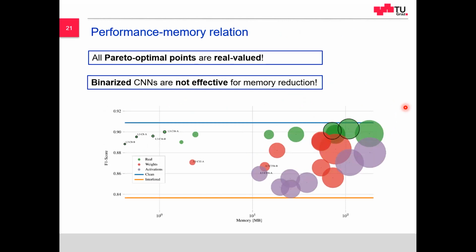We conclude that binarized CNNs are not effective for memory reduction in our case. But please note, and we've already heard this, this is not the case for other tasks, such as classification tasks. And it also really depends on the model, because larger, highly overparameterized models actually do work quite well also in the binary case.